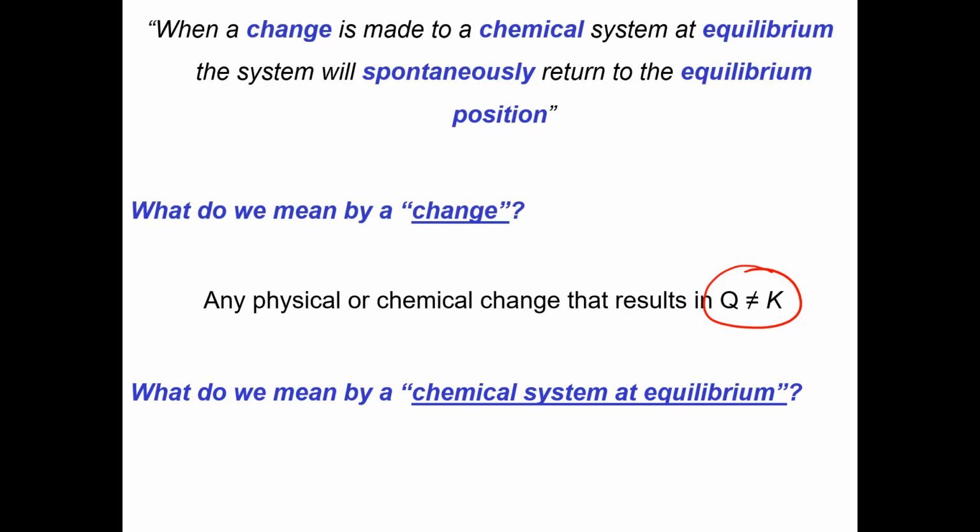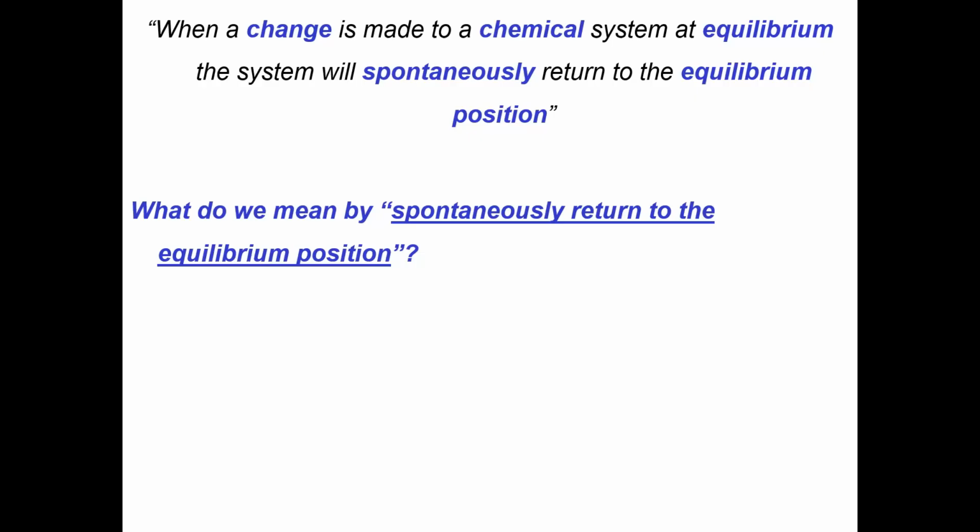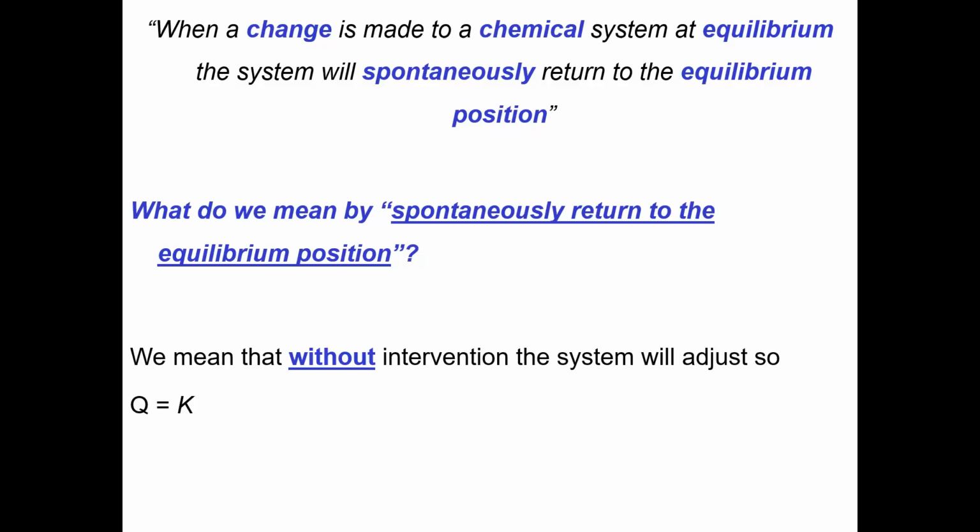A system that is at equilibrium has Q equal to K. So we start with Q equaling K, we knock it out of equilibrium, Q will no longer equal K, and then the system will spontaneously move so that Q equals K again. What we mean by the system spontaneously returning to the equilibrium position is that without us doing anything, the system will adjust the amount of reactants and products so that Q equals K once more.